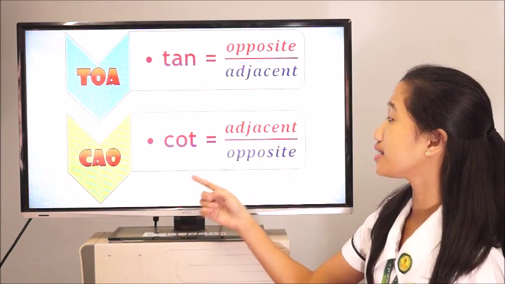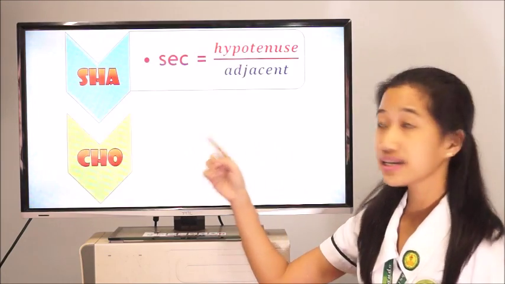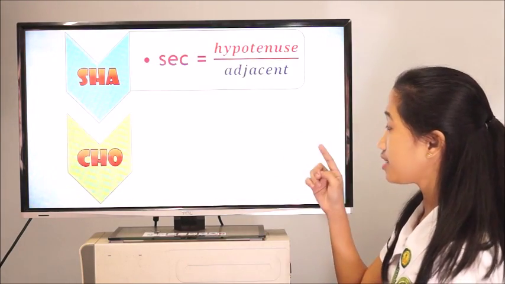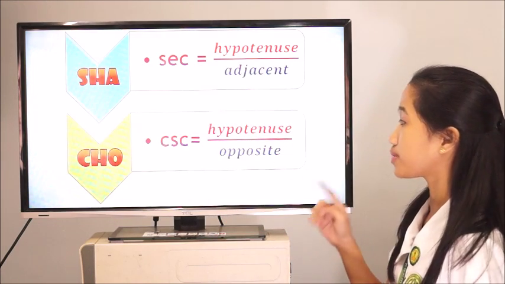Then cotangent equals adjacent over opposite. We have secant equals hypotenuse over adjacent. And cosecant equals hypotenuse over opposite.